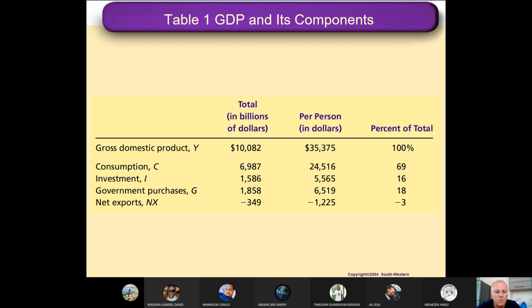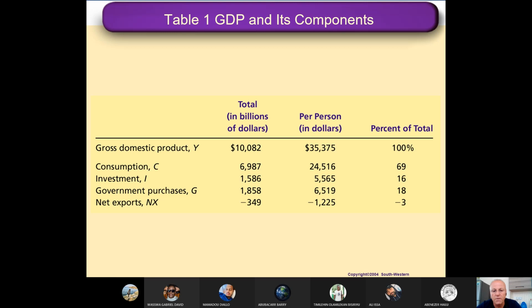6,987 plus 1,586 and 1,000 for the governmental purchases, 1,858. And for the net export, usually net export is unfortunately negative, because we are always importing more and exporting less. And regarding this, of course, we are having negativities, and the total amount when we are collecting this is $10 billion, sorry, $82,000 is in the market, or $1 million is in the market, and per person in dollars is given 35,375, which is very high.